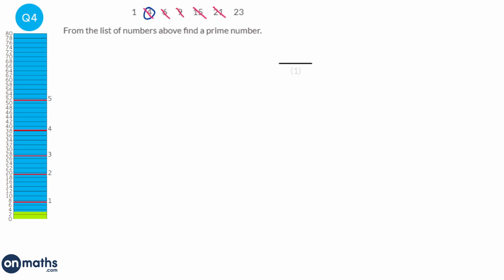Now 1 is a bit of a special case. The definition is that it has to be in 1 and its own times table, and technically 1 is only in one of those. So 1 is not a prime number. The smallest prime number is actually 2, but 2 is not in this list. 23 though is not in any other times table, so 23 is a prime number.